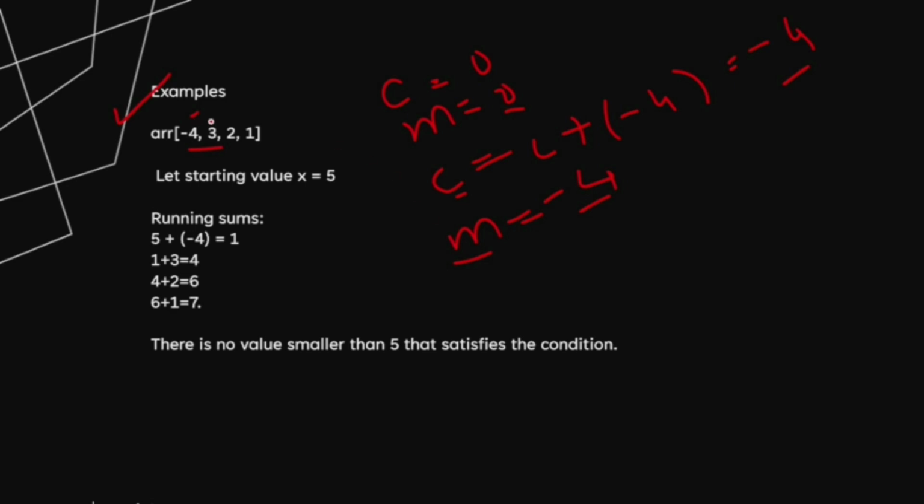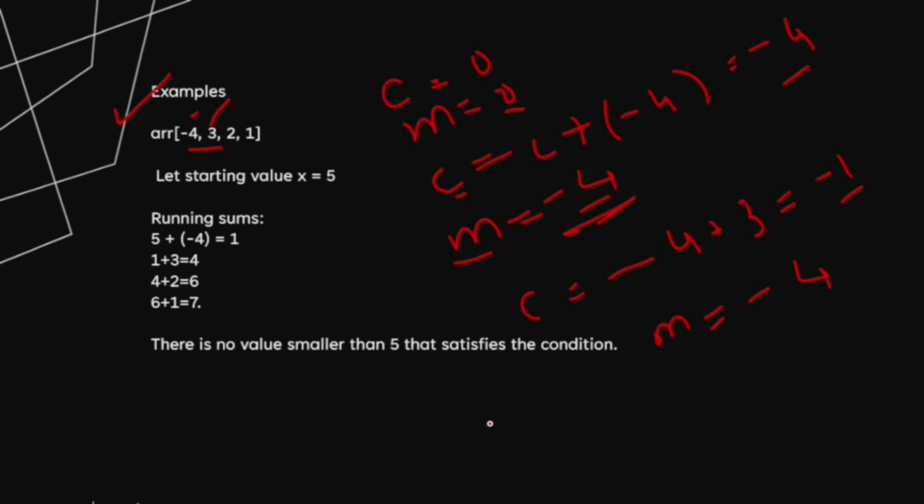In the second iteration we have 3. In the current sum we will have minus 4 plus 3, so now our current sum is minus 1. And what about the minimum sum? We have to store the minimum value. What is the minimum of minus 1 and minus 4? The minimum value is minus 4.